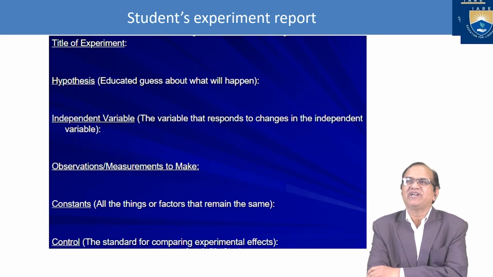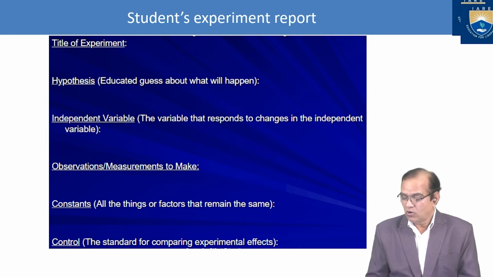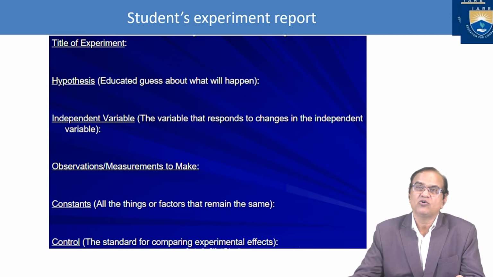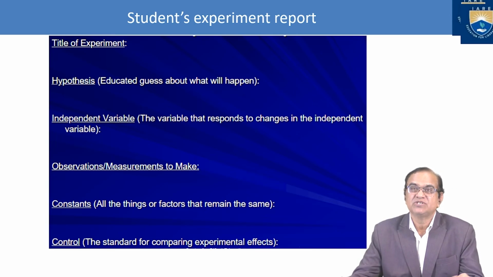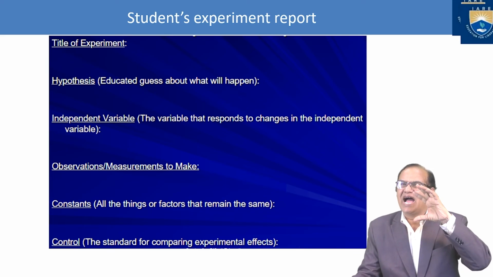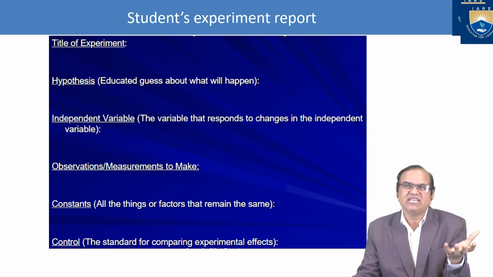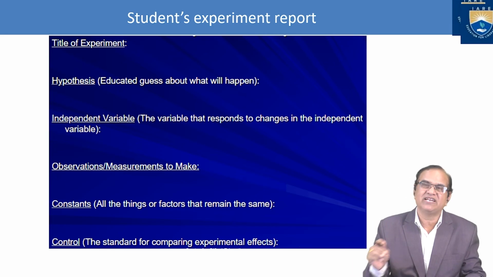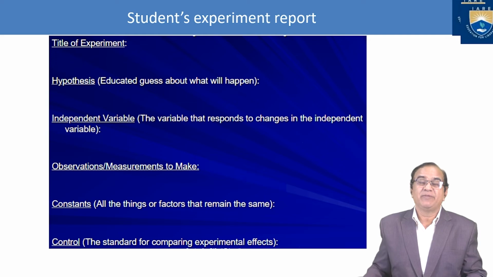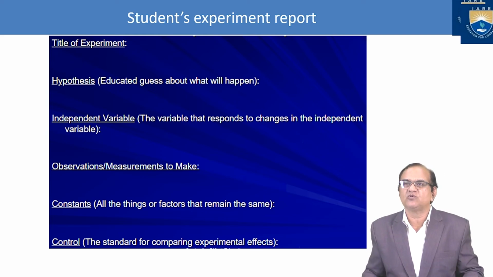So, the student experimental report. How to make the experiment report? The title of the experiment, you have to write it here. Then you have to write the hypothesis, meaning an educated guess about what will happen. The hypothesis is an idea that if you vary this thing, this will happen. So this you have to write here. What type of hypothesis you have used? Then the independent variables, and the dependent variables, which respond to change in the independent variable.